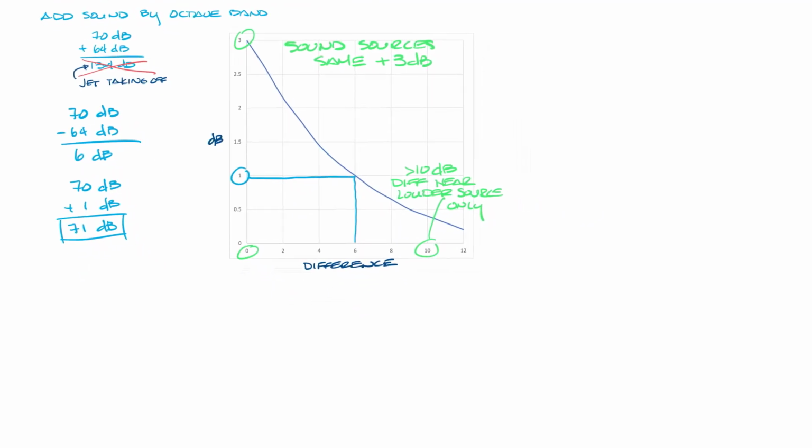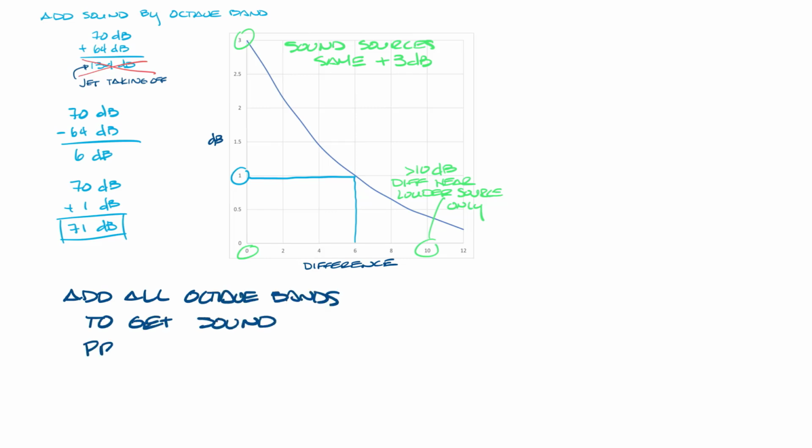Okay, so once you know how you add your sound data, now you can add each octave band's sound data together to get the sound pressure for the two units in a space, for example. And then you can plot that on an NC chart and get the NC of that space as well.